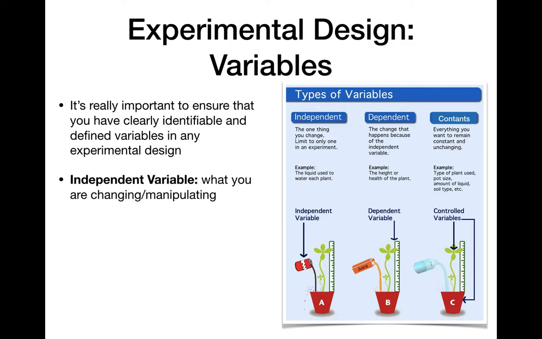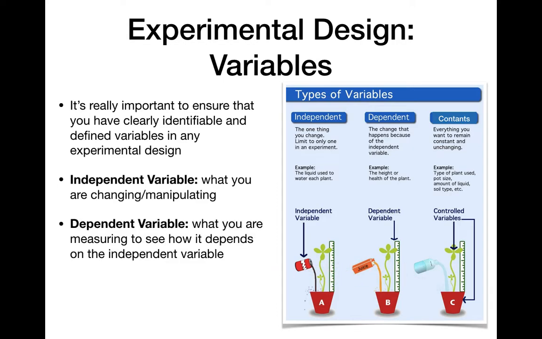So, quick reminder, the independent variable is what you are changing or manipulating. In this really simple plant experiment example, the independent variable is the liquid being used to water the plant. So change the liquid: Coke sometimes, juice sometimes, water sometimes, different liquids to water the plant. The dependent variable is what you're measuring to see how it depends on the independent variable. In this one, they're using the height of the plant as their dependent variable.